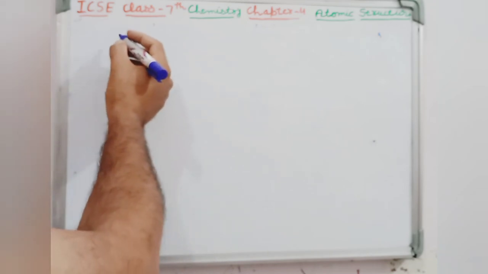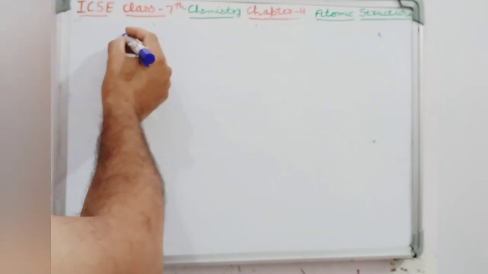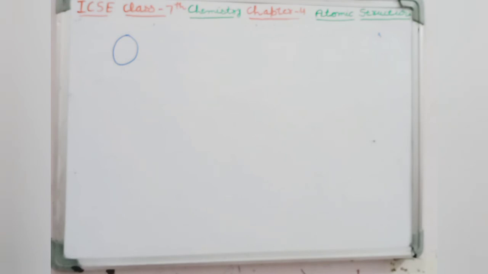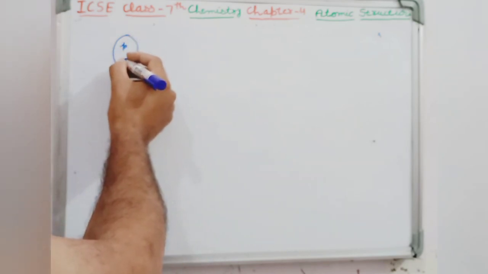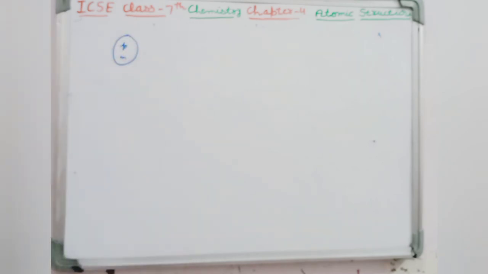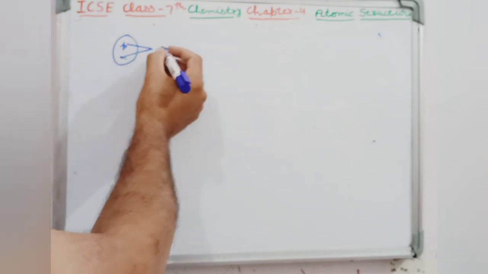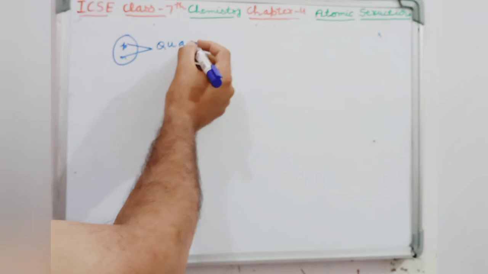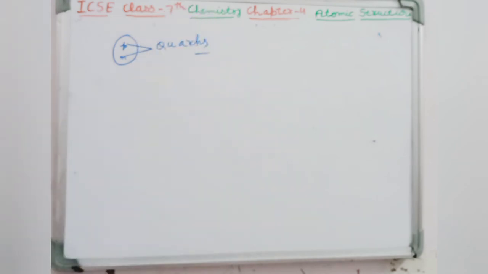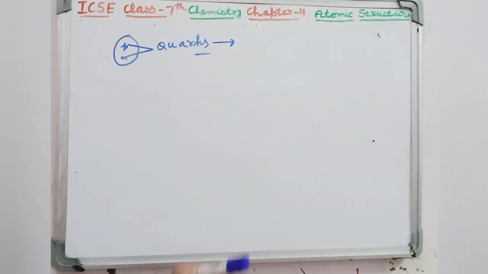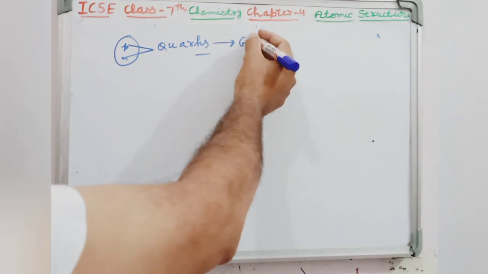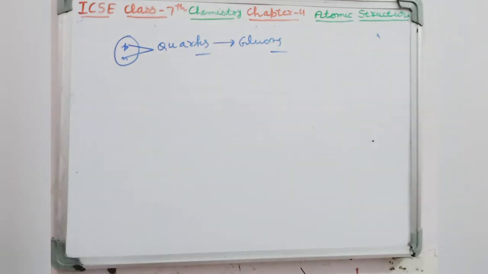Now we know this is the nucleus. Every atom contains protons and neutrons, right? And these protons and neutrons are made up of smaller particles called quarks. These quarks are held together further by gluons. This you will study in the next classes.